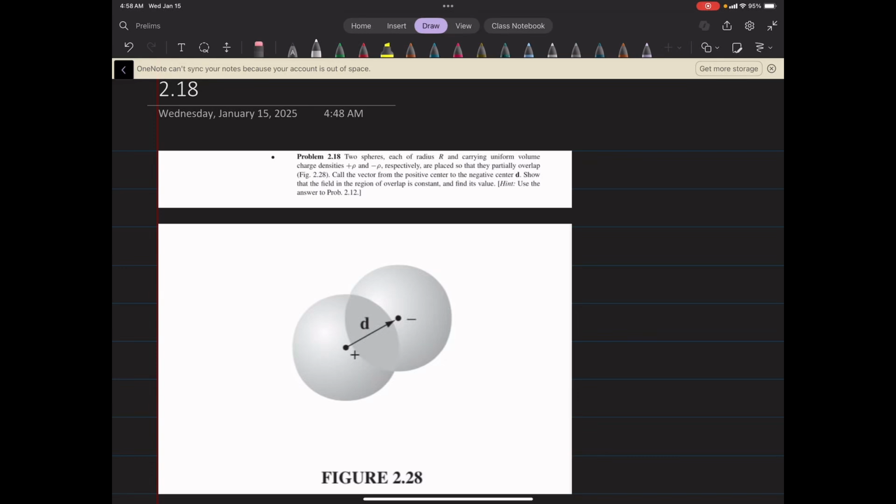So this is problem 2.18 out of Griffiths Electrodynamics.